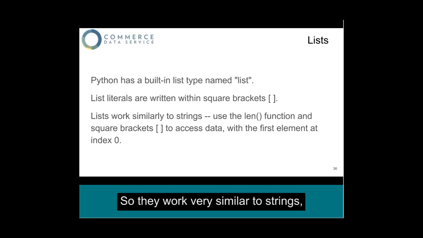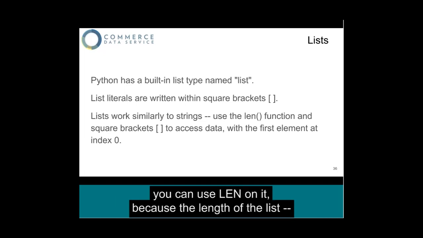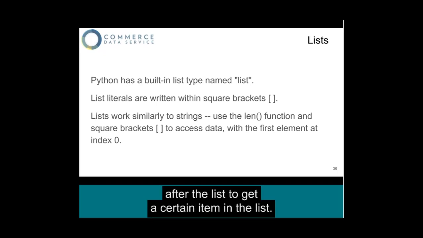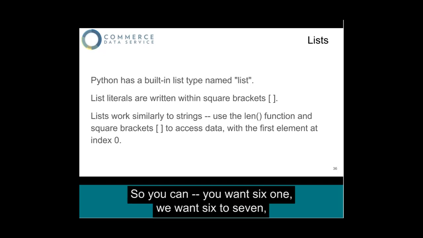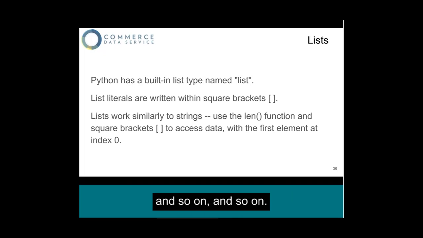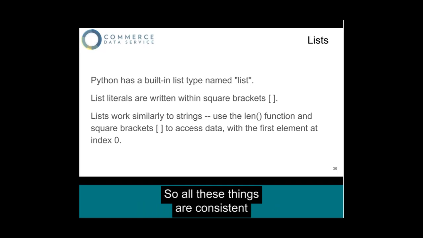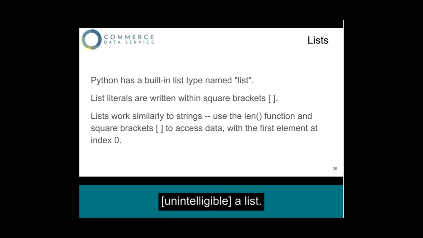So they work very similar to strings. You can use len on it to get the length of the list, how many items are in the list. You can use square brackets again after the list to get a certain item in the list. So you want the 6th one, or you want the 6th to the 7th, and so on. And again, it starts counting the index by 0. So all these things are consistent between strings and lists.